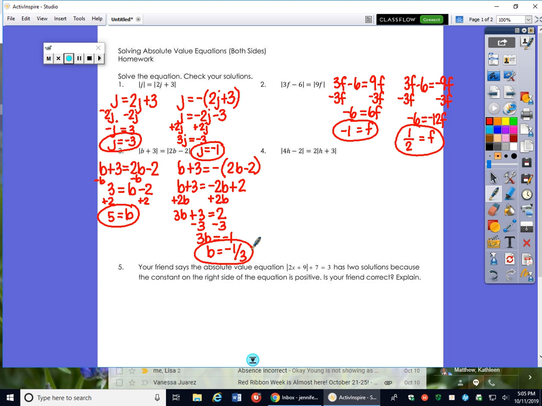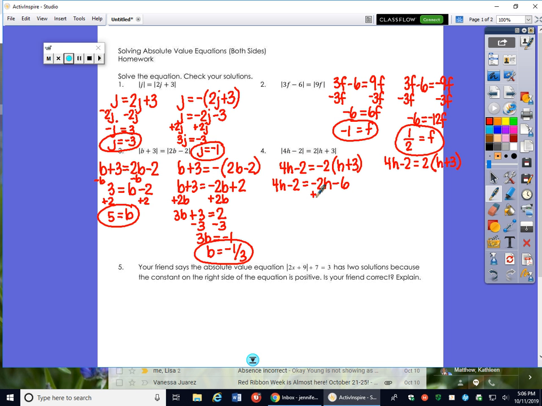And number 4. We're going to have 4h minus 2 is equal to negative 2, and you're going to put parentheses h plus 3. So you're going to distribute the negative 2. And then you also have to do the positive. Let's do the negative first. 2 times h plus 3. Okay, so we have 4h minus 2 equals negative 2h minus 6.